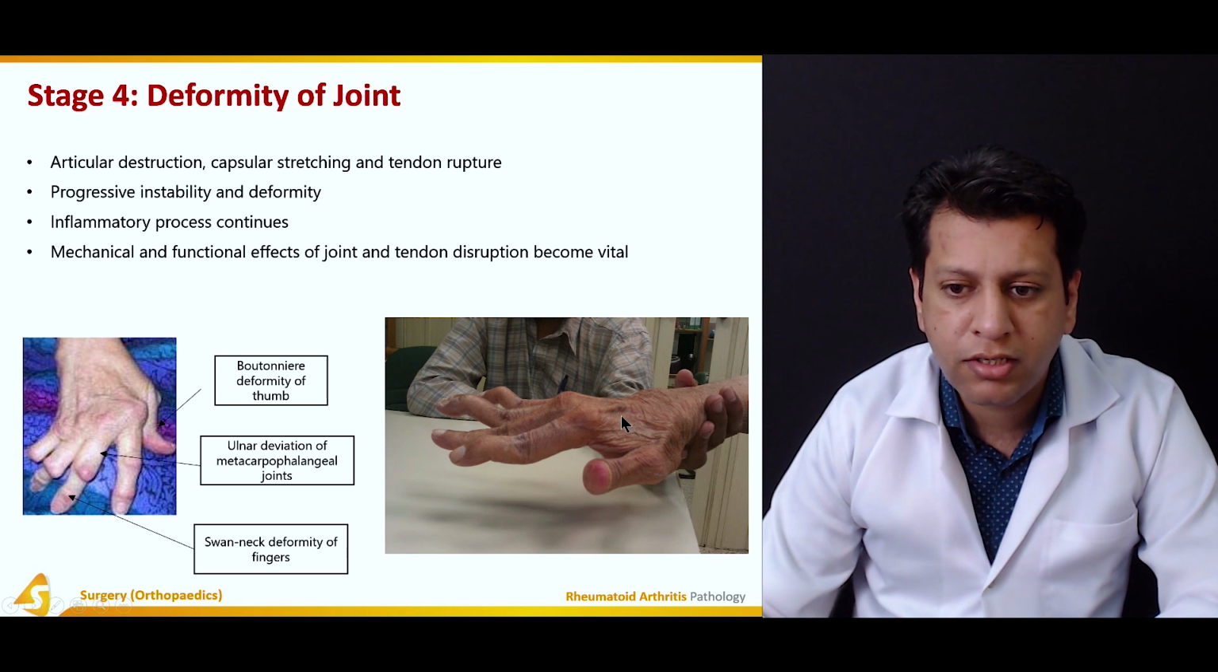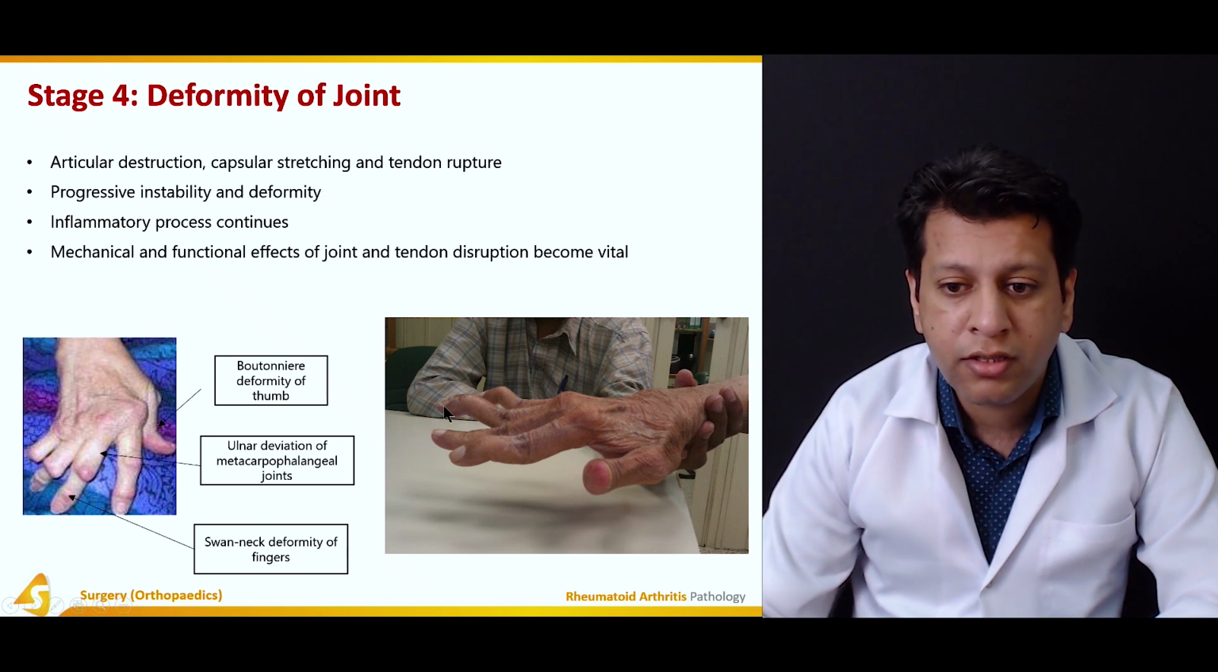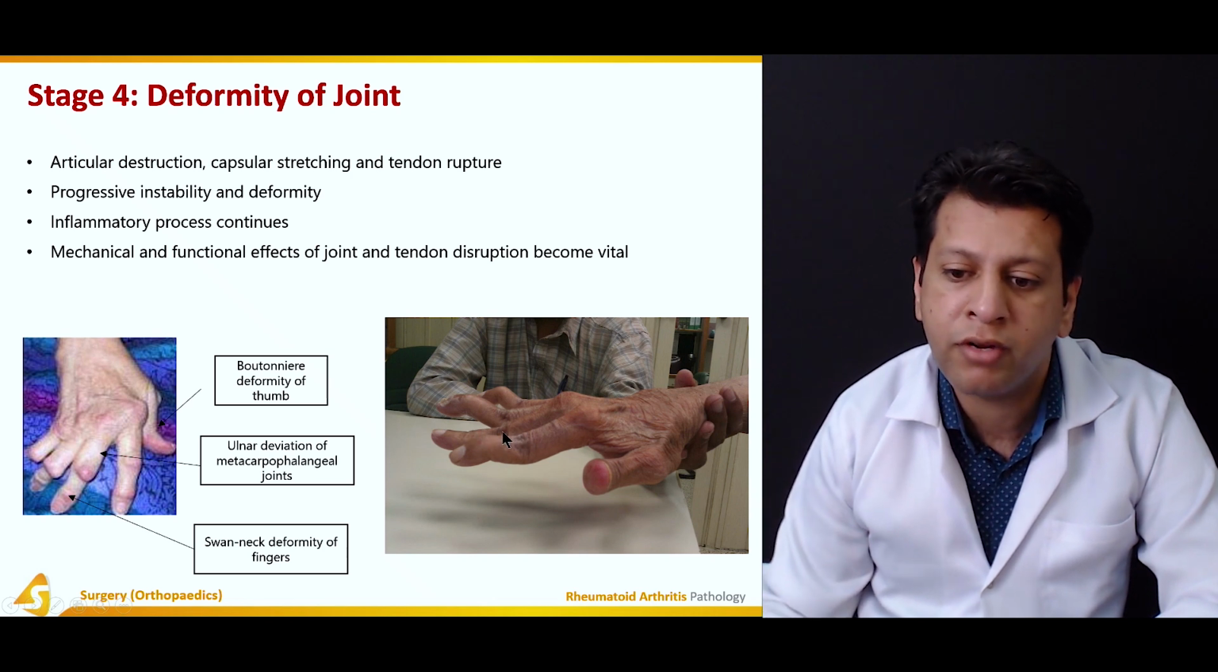Now, if you see this hand, this is also a classical presentation. The ring finger, little finger, and the index finger are all presenting a swan neck deformity, and there is a mallet finger present in all these three. On the other hand, if you see the second finger over here, the middle finger, due to the loss of the central slip at the proximal interphalangeal joint, this is depicting a boutonniere deformity.